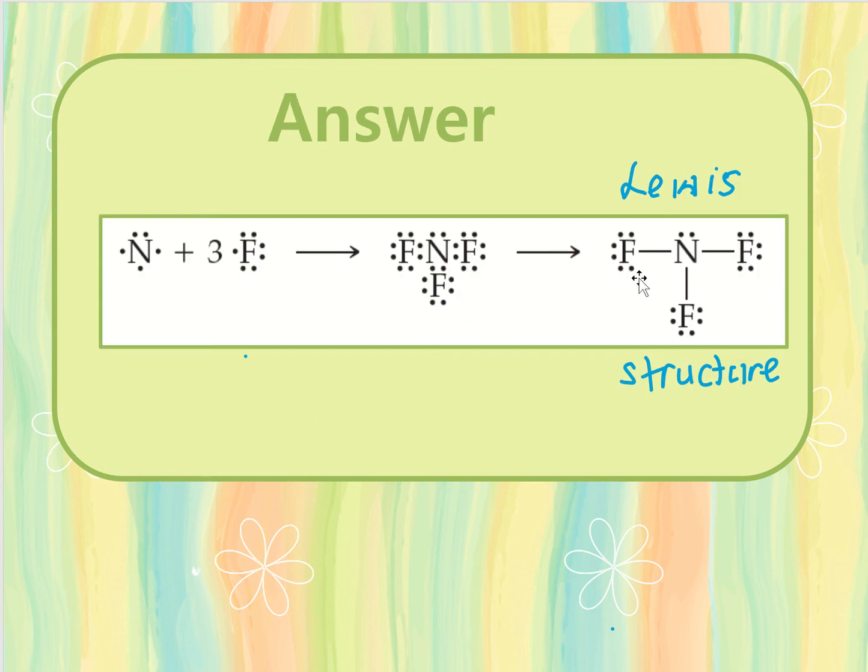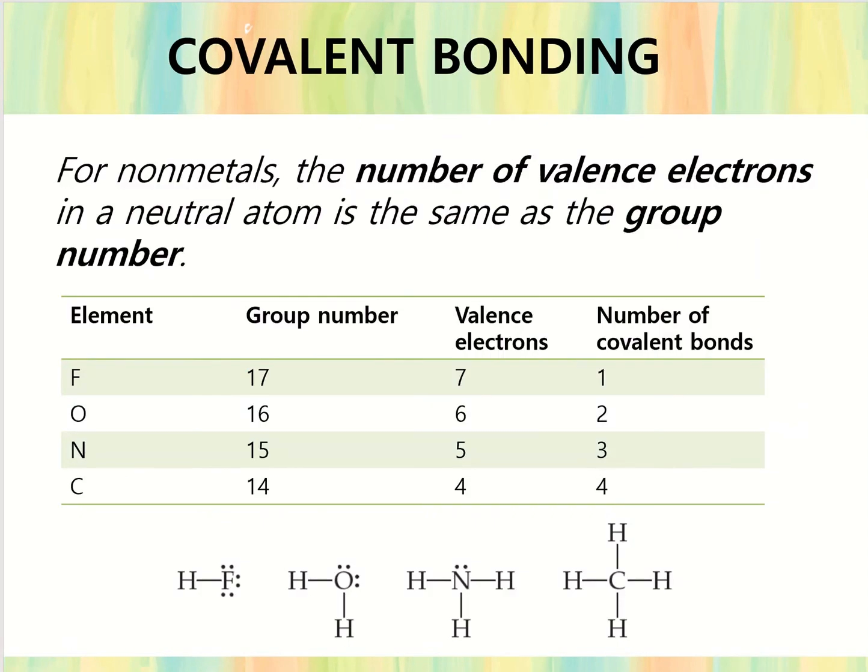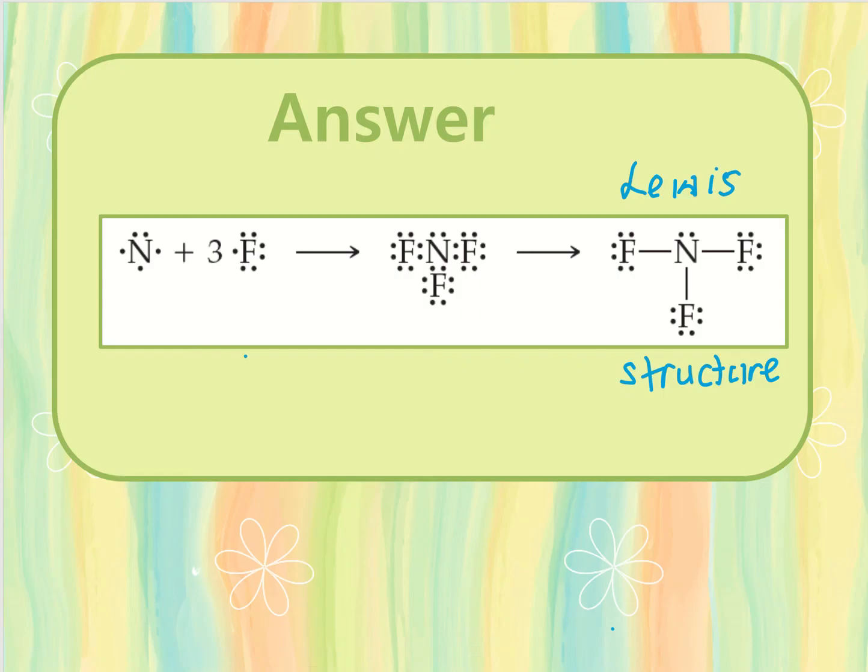Alright, so if you drew this, then you're onto something, right? So we have our nitrogen, and based on our table, for nitrogen, we need 3 covalent bonds in order to reach our octet, right? So here we have 3 covalent bonds that nitrogen used to achieve its octet, right?